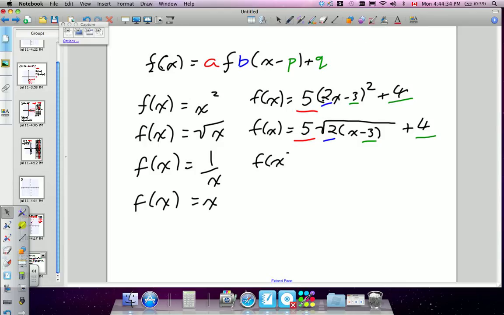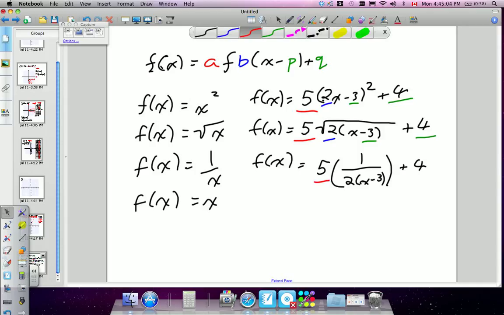At x, we're going to have a reciprocal function. Technically, actually, let's write it like this, just so you can see it. 5 times 1 over, and then you got like 2x minus 3 plus 4. So can you see that a little bit? Yeah. So here's our a, b, p, and q. Okay? This function's been changed a little.